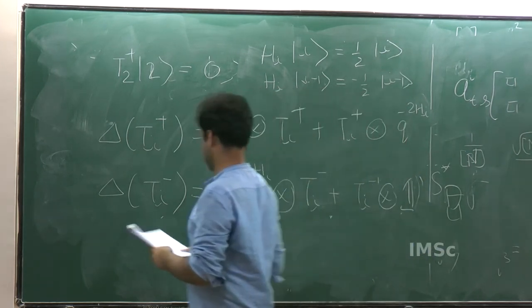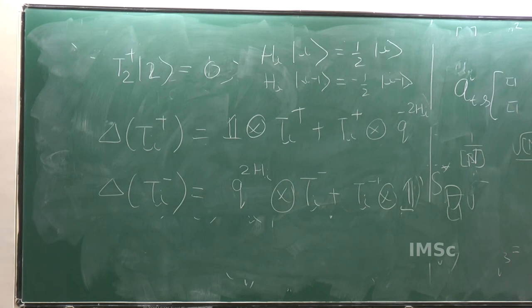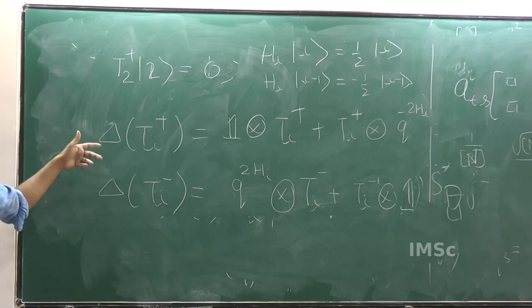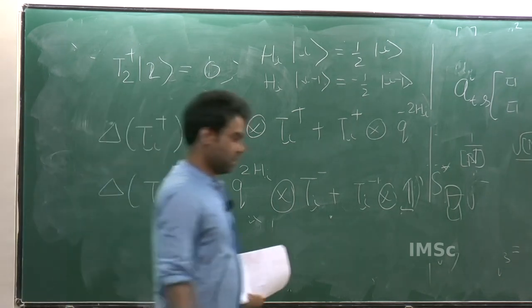Okay, so let me just give you a couple of examples because of lack of time. I will just give you some tricks on how to directly compute delta T, the co-product, etc.